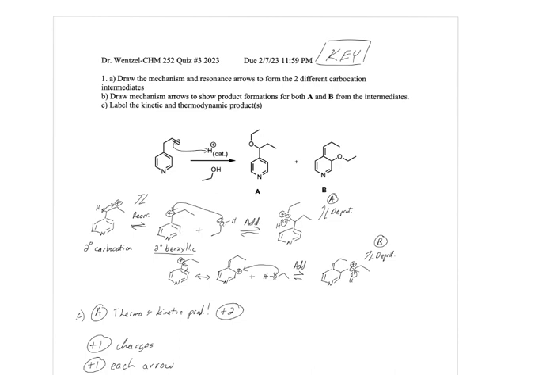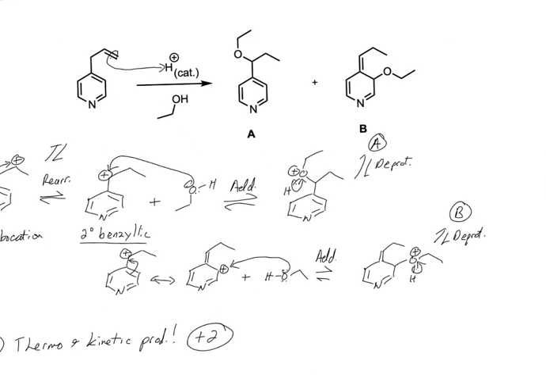Another thing that could happen for a secondary benzylic is we could do a resonance form where we make a secondary allylic carbocation, which then solvent can add. We can deprotonate, and that gets us to B.